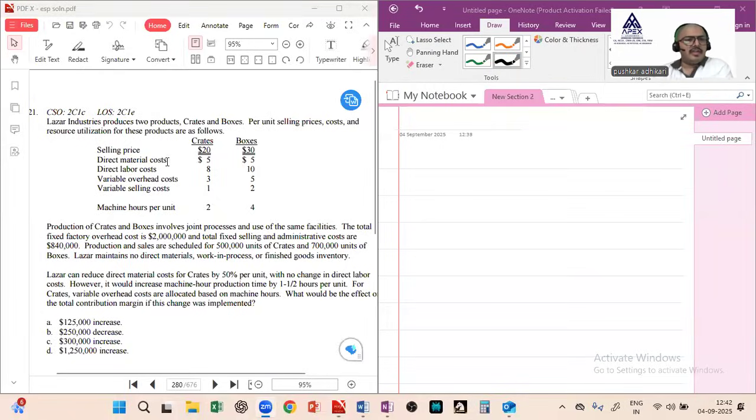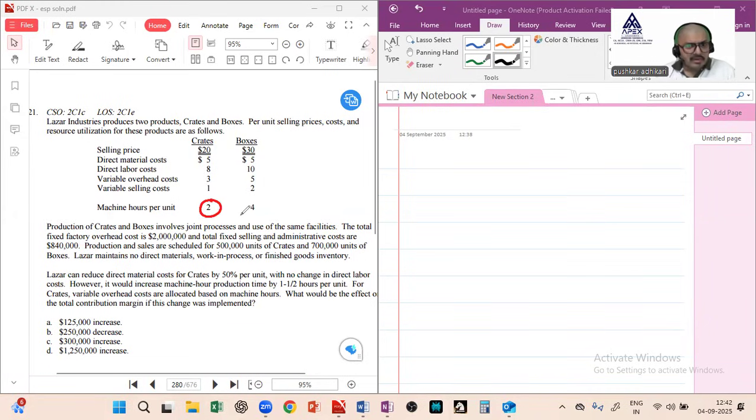Question number 21. Lazar Industry produces two products, crates and boxes. The per unit selling price, cost, and resource utilization for these products is given as follows. The selling price of a crate is $20 and that of a box is $30. The direct material costs are 5 each. Direct labor costs are 8 and 10 respectively. Variable overhead costs are 3 and 5. Variable selling costs are 1 and 2 respectively.